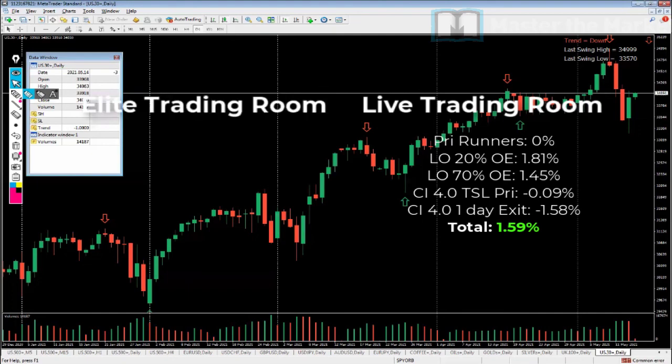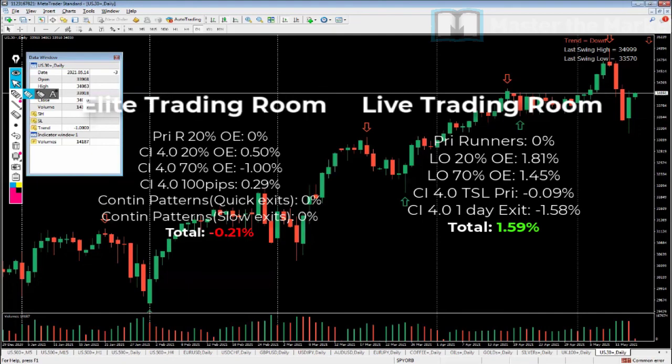Now for the MTM Elite room, primary runners, 20% open equity. Also, no trades closed this week. Cash in 4.0, 20%, had a small gain of 0.5%. Cash in 4.0, 70% open equity, had a negative 1% drawdown. Cash in 4.0 with 100 pips, small gain as well there with 0.29%. And the two continuation patterns, quick exits and the slow exits, no trades closed this week.